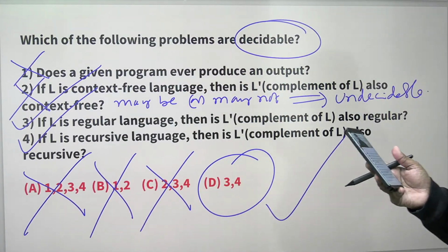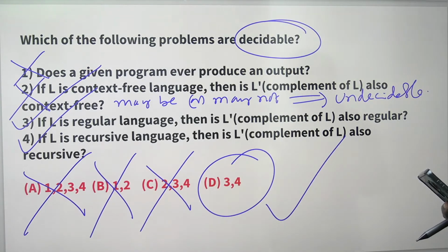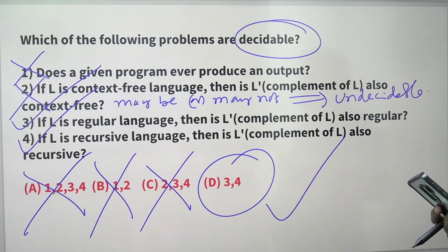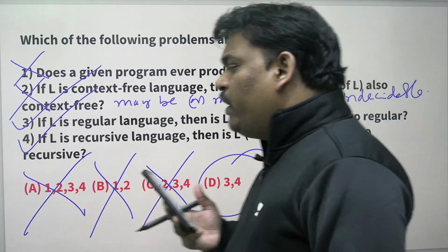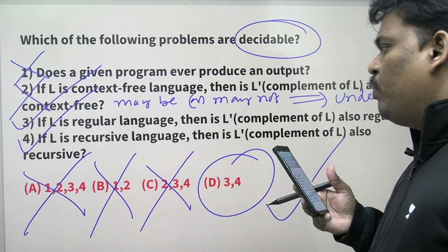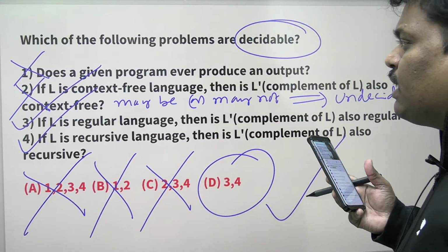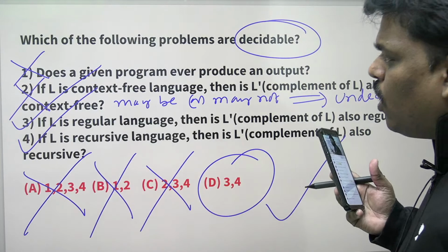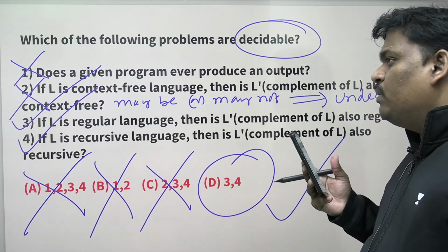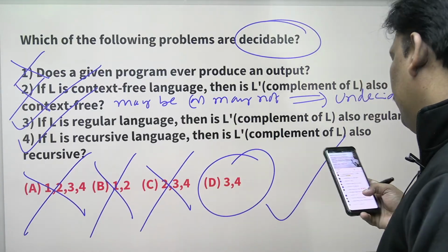Sir, what is the first one, meaning? Does a given program ever produce an output? It is something like, I have a program, I run the program. Will you give a guarantee it doesn't go into an infinite loop? Will you give a guarantee it will give the output? It may, it may not. It may go into an infinite loop also. Means Turing machine, can you give a guarantee a Turing machine always halts? Can you give a guarantee the program will always stop by giving some output? No guarantee.